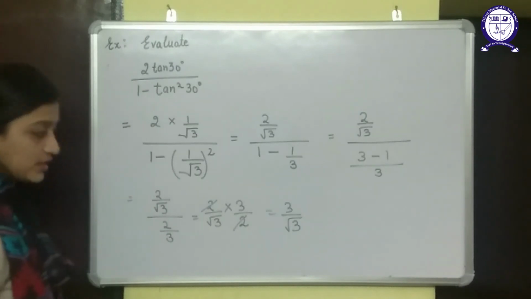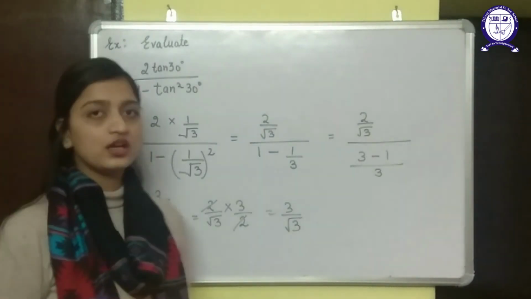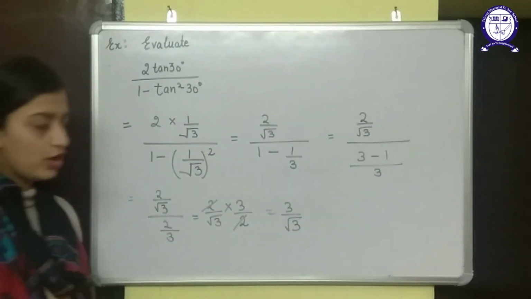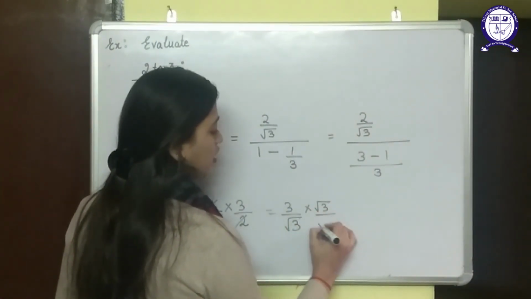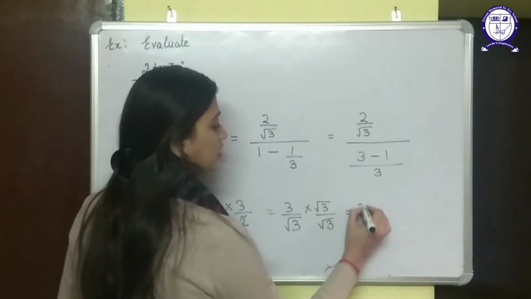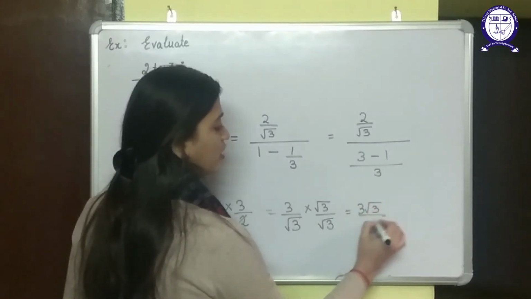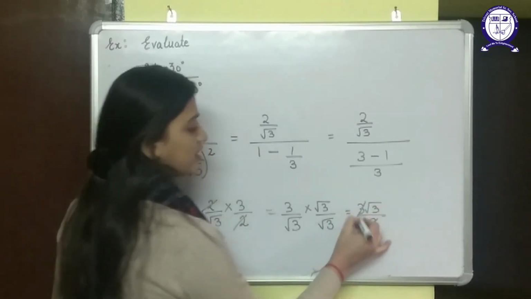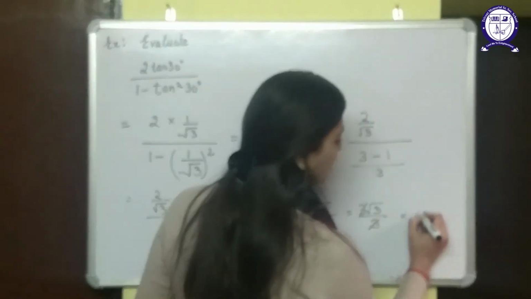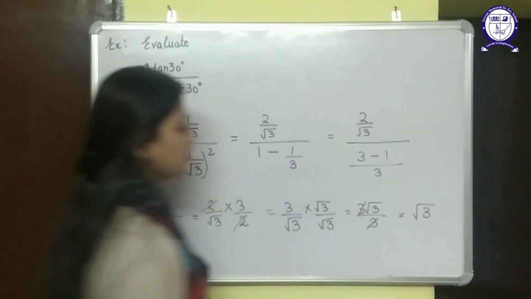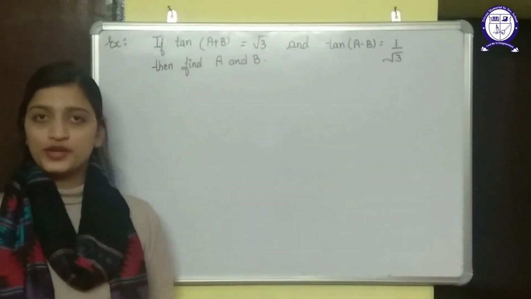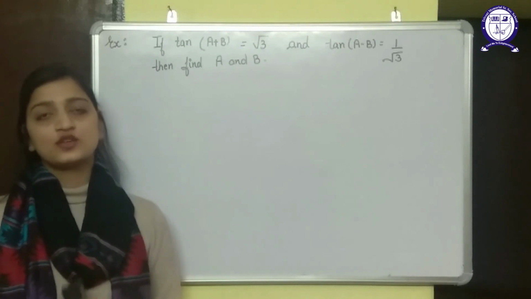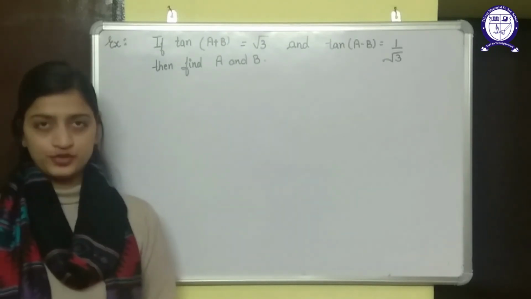answer, but again we cannot put the square root part in the denominator, so we will rationalize it. This is root 3 upon root 3, 3 root 3 upon 3. So we can cut 3 and 3, so my answer will be root 3. So this is the answer of this question. Now let's do one more example. Now this example is quite different from the previous one.